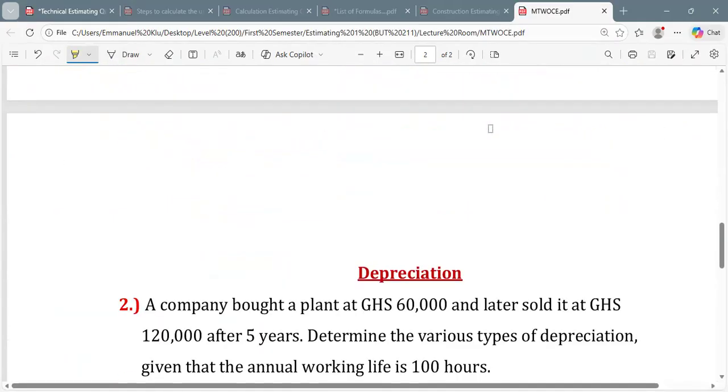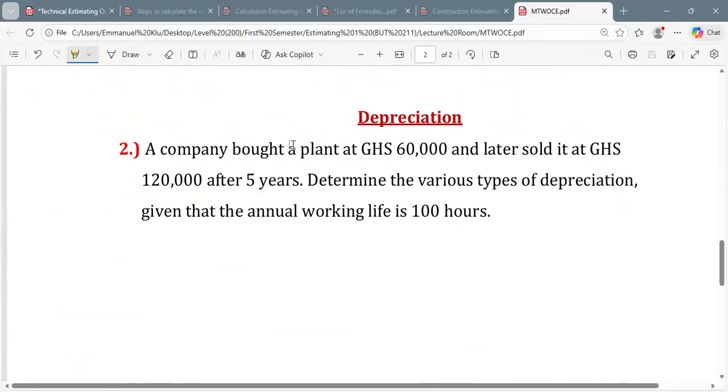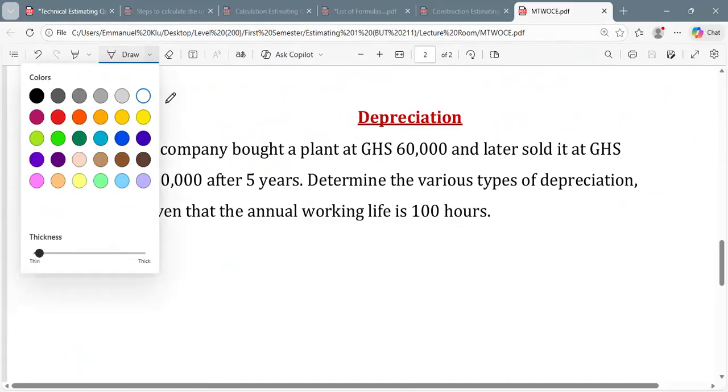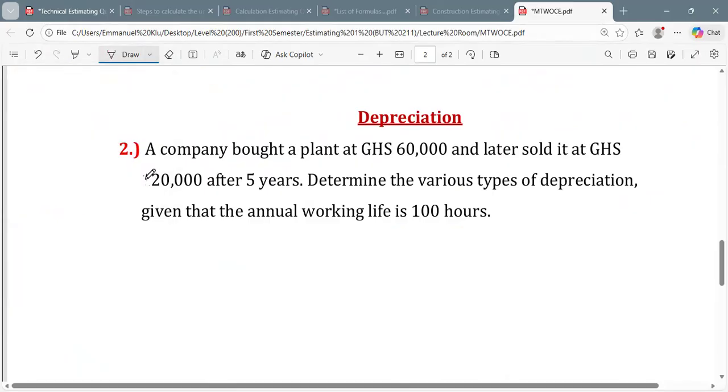So this is a question I have on depreciation over here, and the question says that a company bought a plant at 60,000 and later sold it at, this is an error. It's supposed to be 20,000, because I also have the question over here, the same question over here.